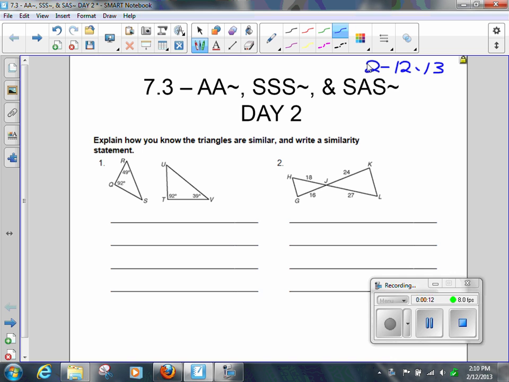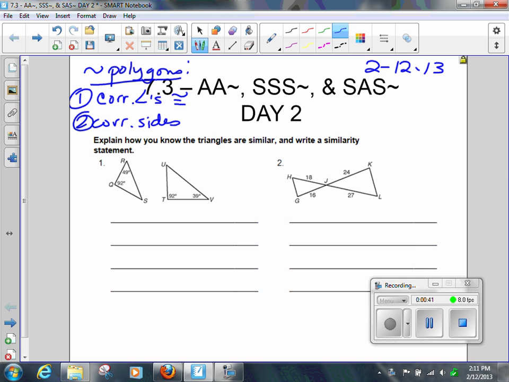So we already know that in similarity, if two figures are similar, whether it's triangles or polygons, the angles have to be congruent. All right, similar polygons. In order to have them, you have to have corresponding angles congruent, and corresponding sides are what? Proportional, okay?